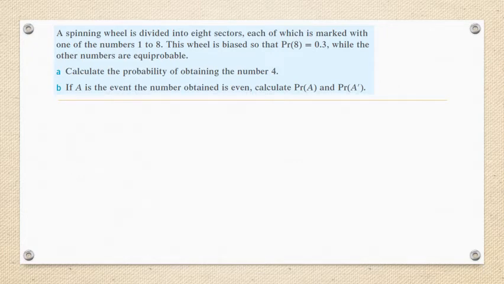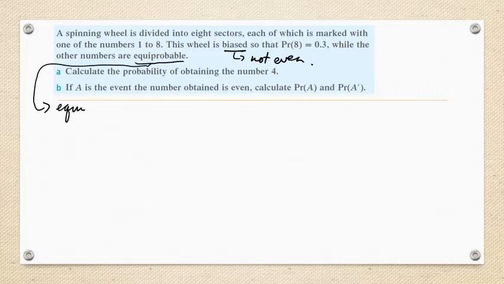A spinning wheel is divided into 8 sectors, each of which is marked with one of the numbers 1 to 8. This wheel is biased. The bias means it's not even. So that the probability of 8 is equal to 0.3, while the other numbers are equiprobable. Now, if you're not sure what that is, break up the word. Equi means equal. Probable, it'll happen with the same probability, so this means equal probability.